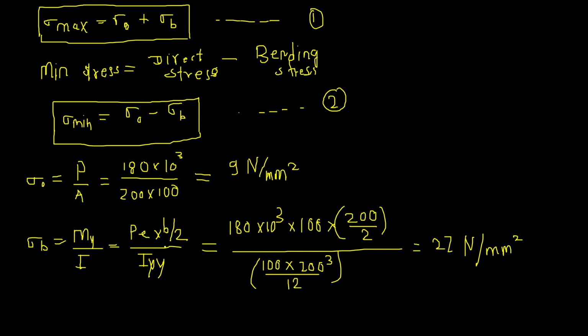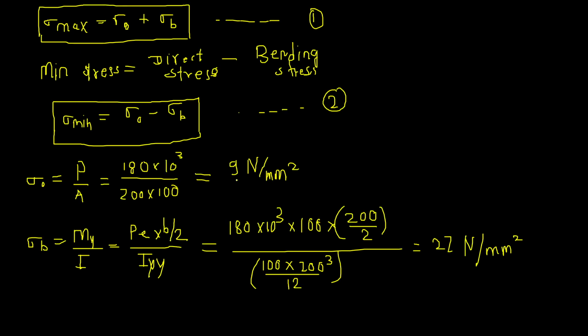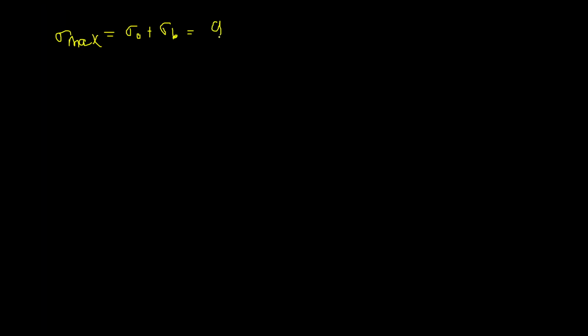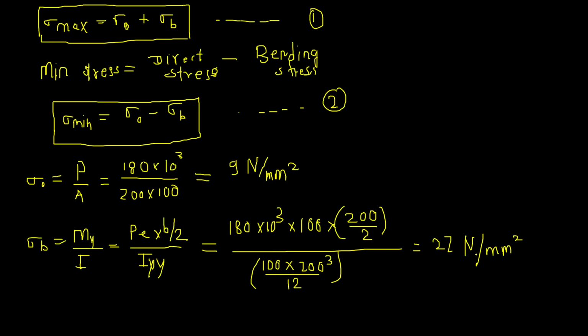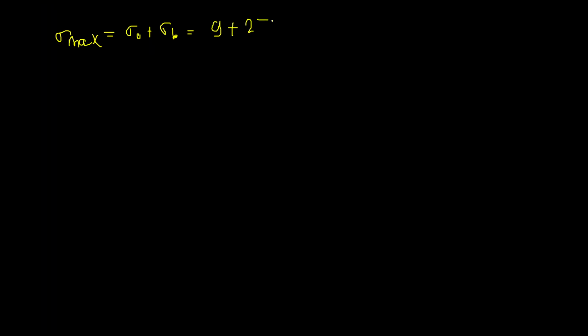Okay, sigma naught is done, sigma b is also done. Now substituting the formulas in equation number 1 and equation number 2, sigma max, that is maximum stress, is equal to sigma naught plus sigma b. What is the value of sigma naught? 9. What is the value of sigma b? 27. 9 plus 27 is 36 Newton per mm square. So this is the value of maximum stress.